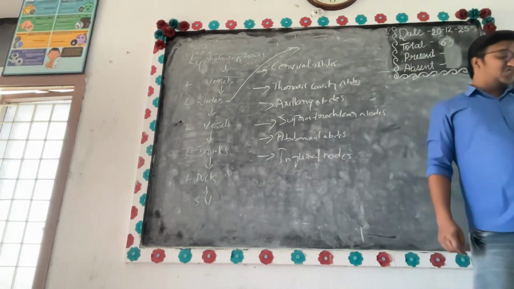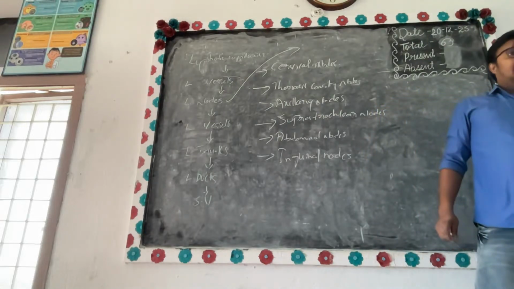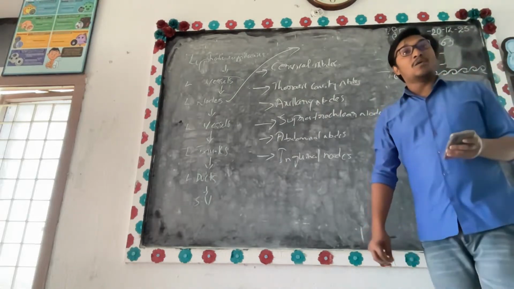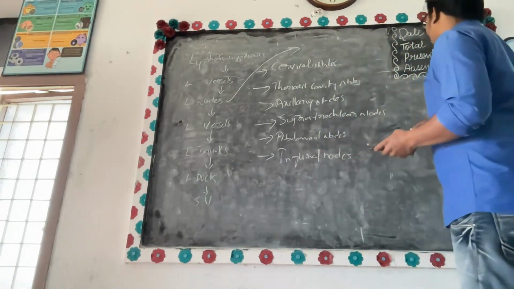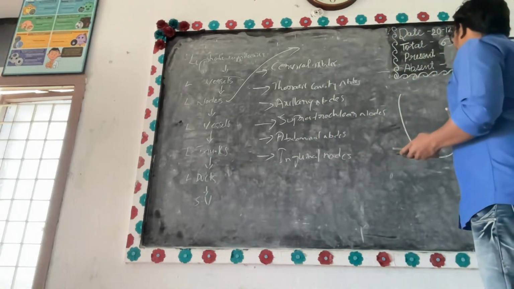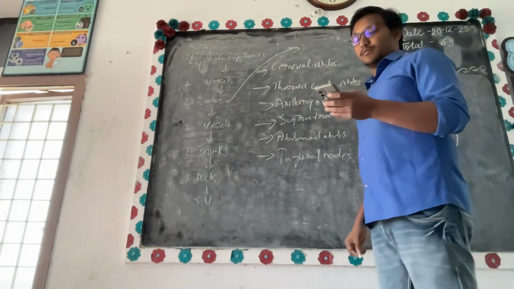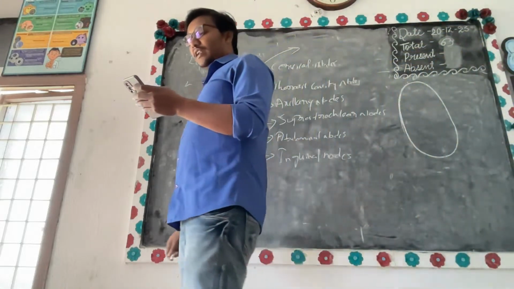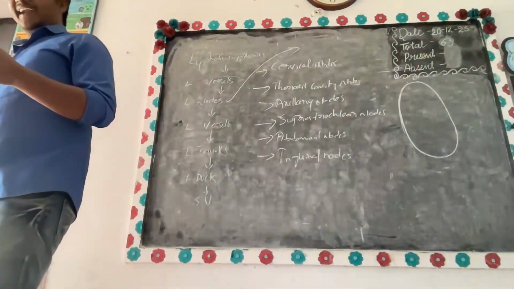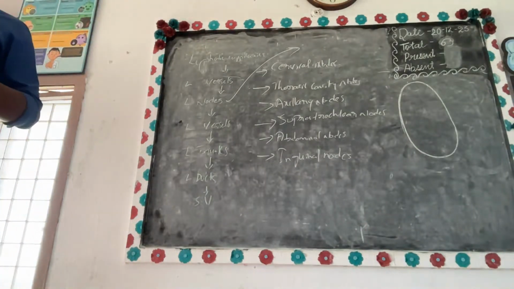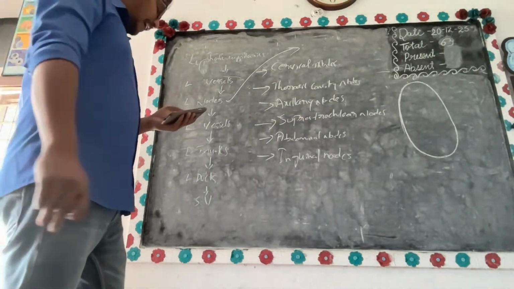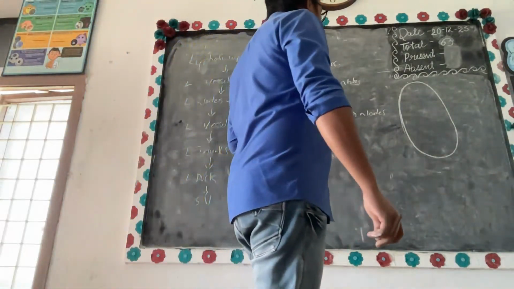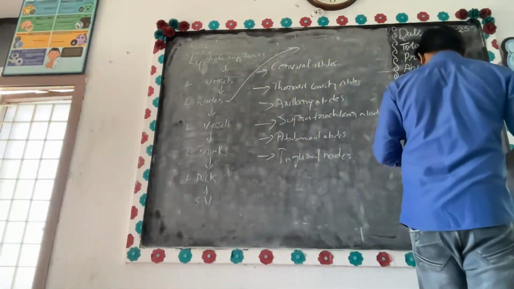Now, what is the shape? These are small, round and oval shape. Now, they are located along the pathways of lymph vessels.